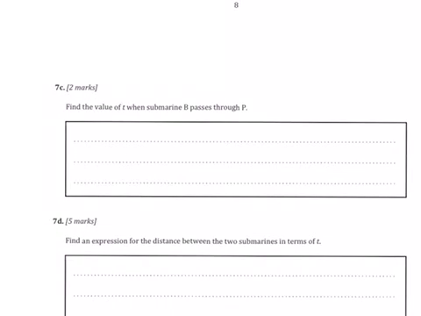Let's look at part C. Part C is asking us to find the value of t when submarine B now passes through P. Okay, so now that it has changed its velocity, and we knew that point P was the point positive 2, comma 8, comma negative 1.6. So I made a boo-boo.